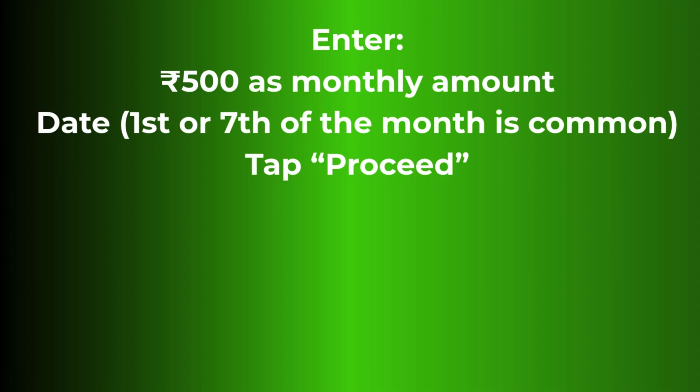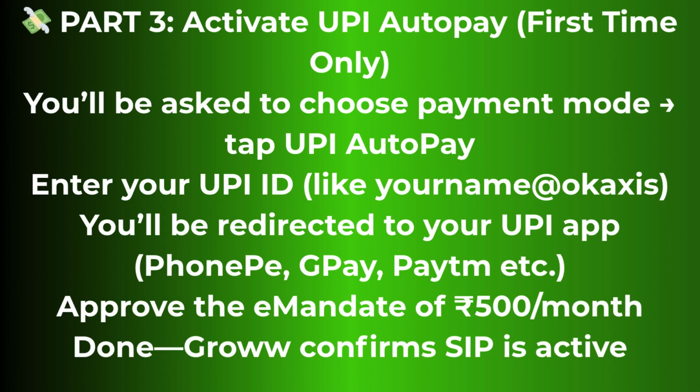Enter $500 as monthly amount. Date: 1st or 7th of the month is common. Tap Proceed. Part 3. Activate UPI AutoPay, first time only. You'll be asked to choose payment mode.